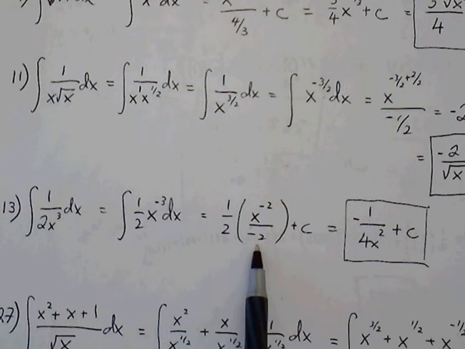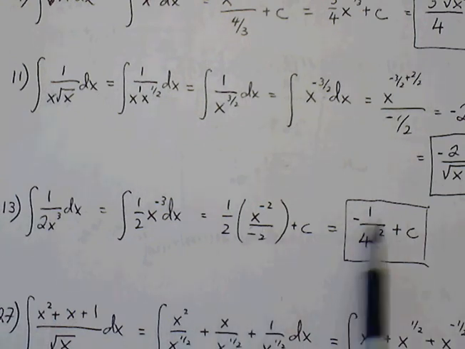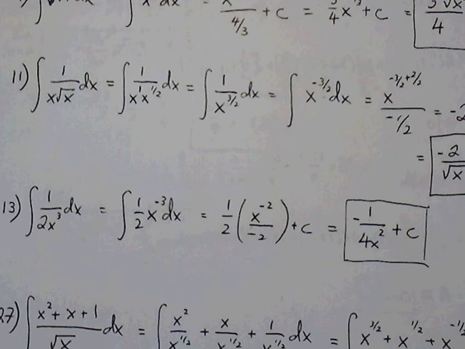Then simplify this, I get -1 over 4 x to the -2 plus c, and then this x to the -2 can also be brought down to the denominator. We don't want negative exponents in any of our answers. And finally, the plus c.